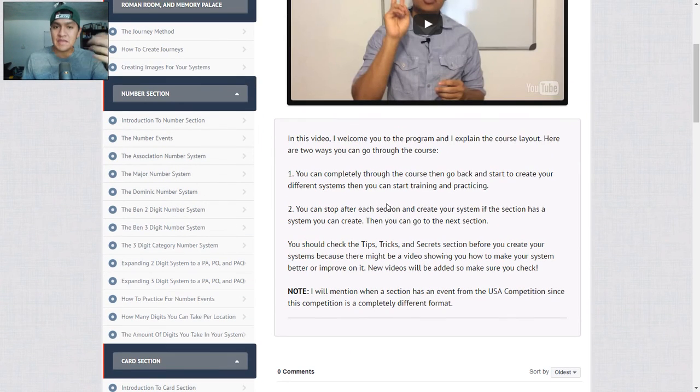But for the most part, it gives you a lot of information about how to create the systems or the methods to use for the different events. A lot of people, when they first start getting into memory competitions, don't know exactly which system or method is the best. So I present you all the different systems and methods so you can make the best decision on what you want to have.